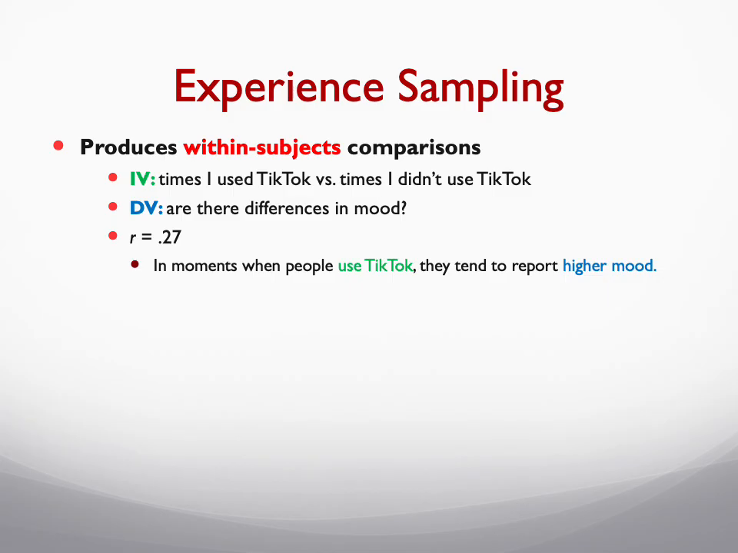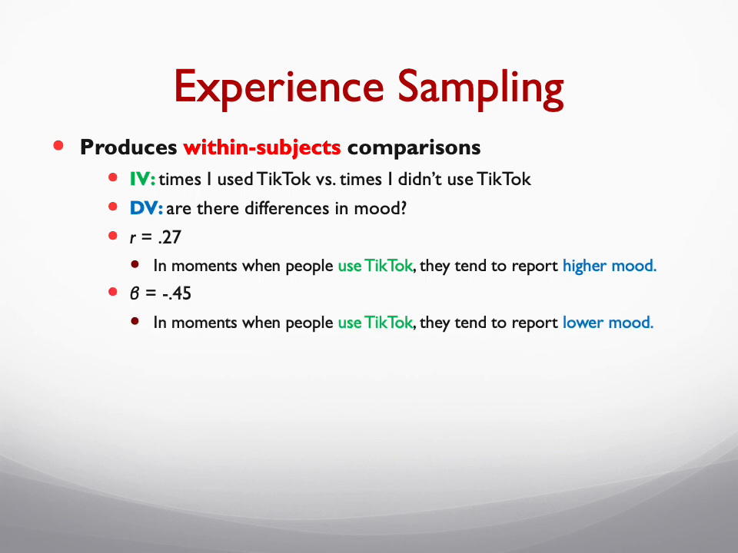So now what this would mean, with a positive correlation of 0.27, is that in moments when people use TikTok, they also tend to report higher mood. So I'm looking at how I change over time under different circumstances. In moments when people are using TikTok, they also tend to report higher mood. So I'm looking at this within subject comparison here.